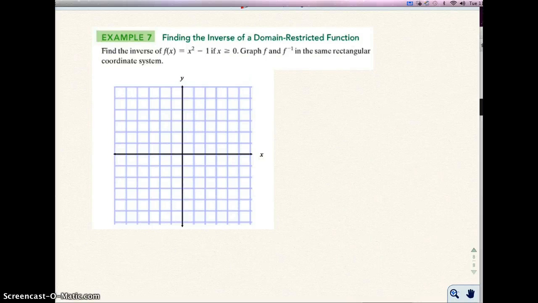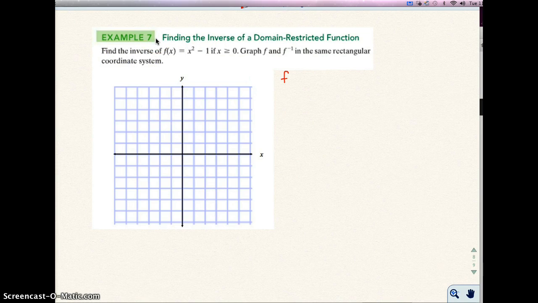Okay, so we're going to start with example 7, and I want you to find the inverse of a domain restrictive function. Find the inverse of f of x if f of x equals x squared minus 1 if x is greater than or equal to 0. Then graph f and f inverse in the same rectangular coordinate system. So let's find the inverse of this. We're going to do this by hand.